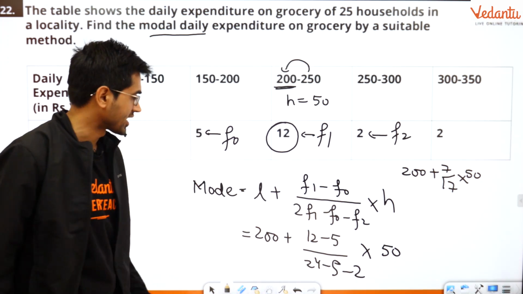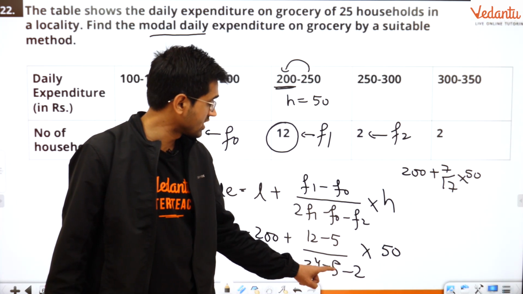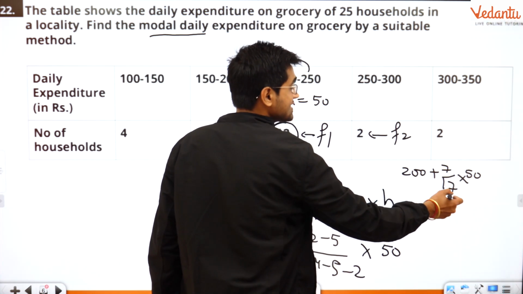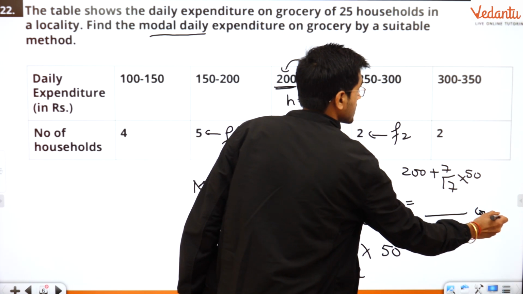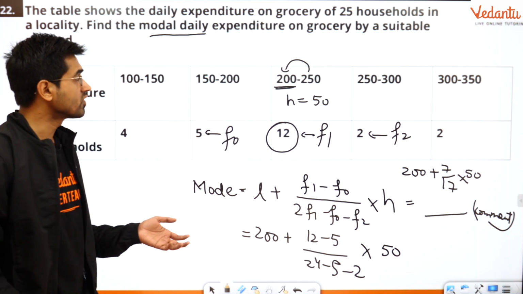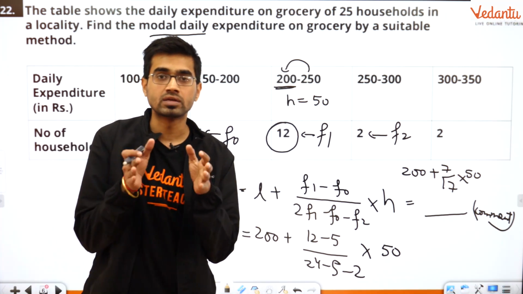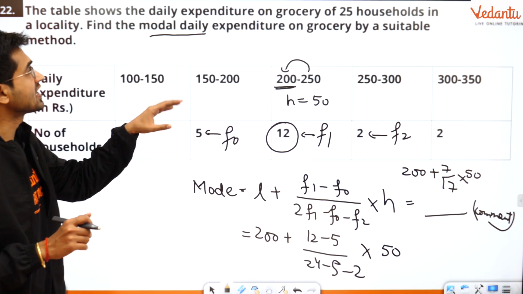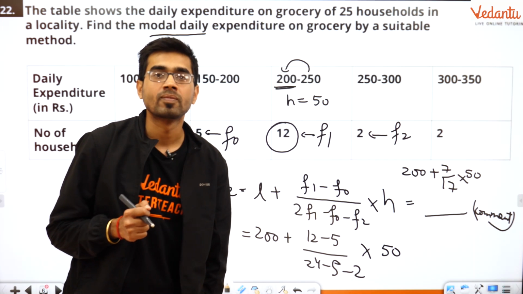If I am wrong, correct me right now. I have no issue. Tell me right now. 12 minus 5 is 7. 24 minus 5 is 19, minus 2, 17, is correct. Now you can just cancel this and solve it. Mention the answer in the comment box. Do it fast. Comment the answer. Remember your mode value will be in between this. It should be between 200 and 250. It should always be. That is our mode. So find the modal daily expenditure. You are finding the mode of it. Tell me in the comment box and you are good. Great.